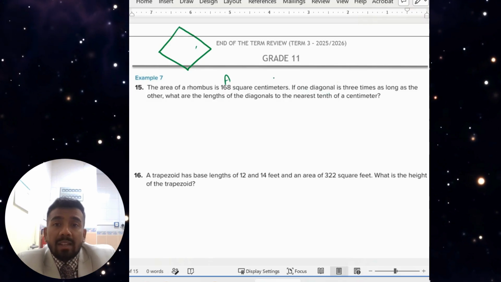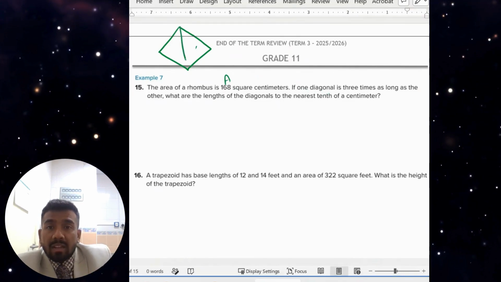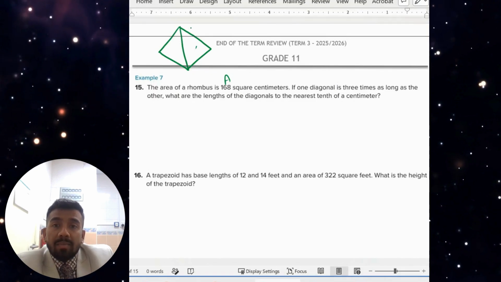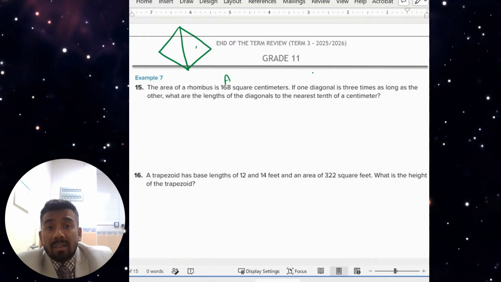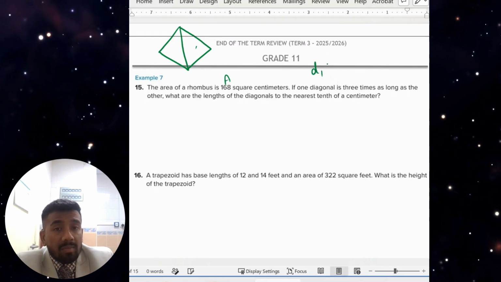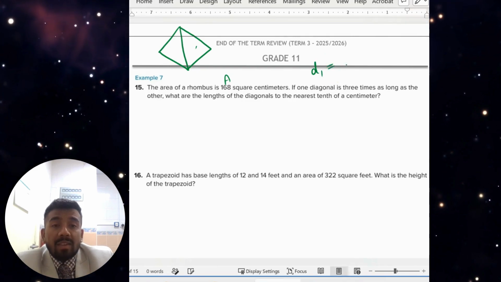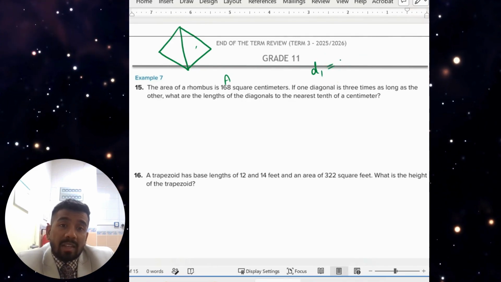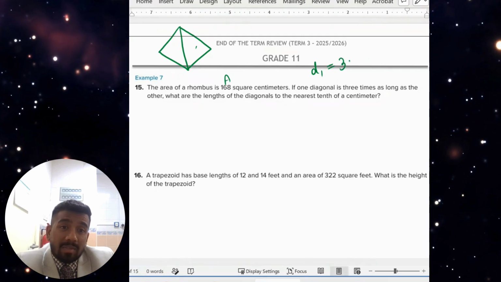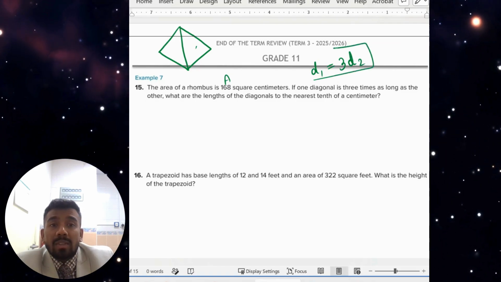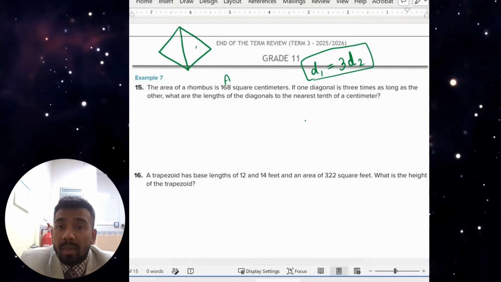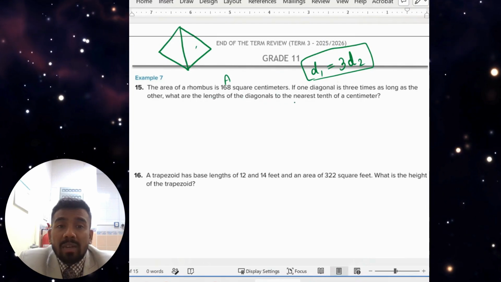If one diagonal, like if I take this as the diagonal, is 3 times as long as the other. So let the first diagonal be d1 and the other diagonal be d2. So the first diagonal is 3 times as long as the other diagonal. So d1 will be equal to 3 times d2. What are the lengths of the diagonals to the nearest tenth?